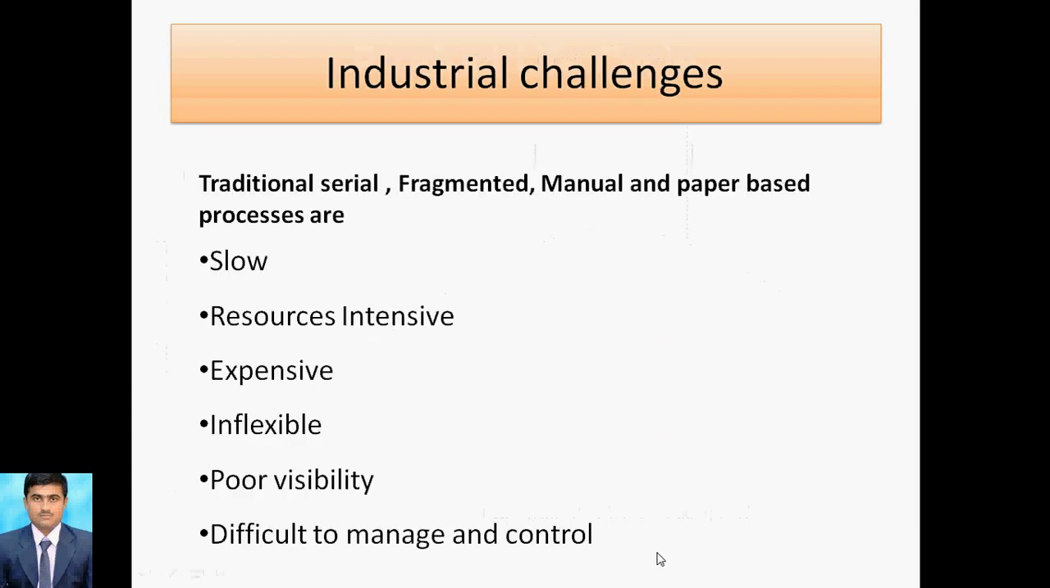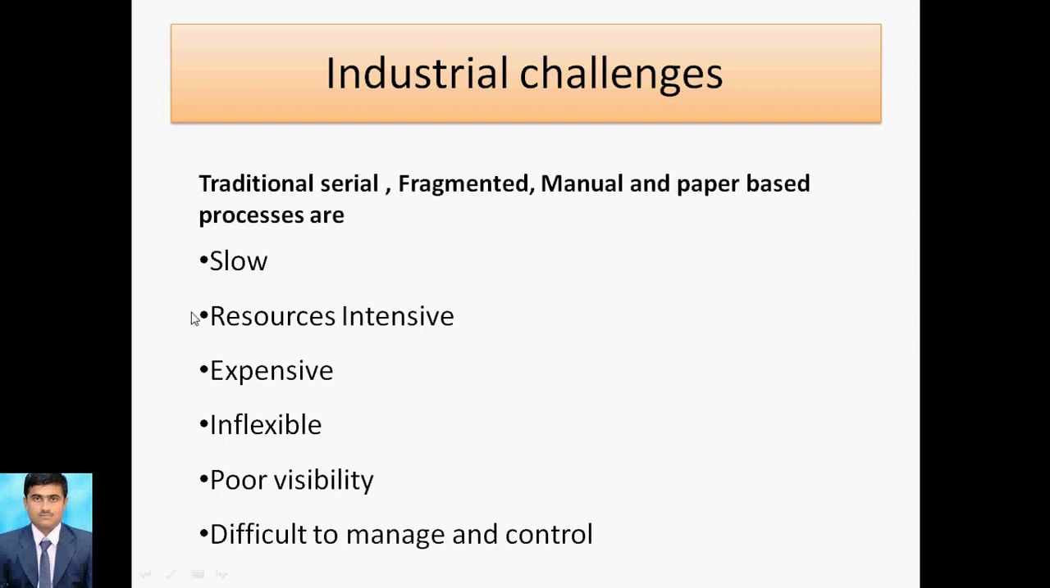The next slide indicates industrial challenges. In traditional methods there are vestiges of paper-based processes and a number of manual methods, which is the most challenging part. That is why the industry's productivity is impacted. There are slow processes, resource-intensive and expensive processes, inflexibility, and poor visibility, that is poor management, so it is difficult to manage and control. These are the points regarding industrial challenges.